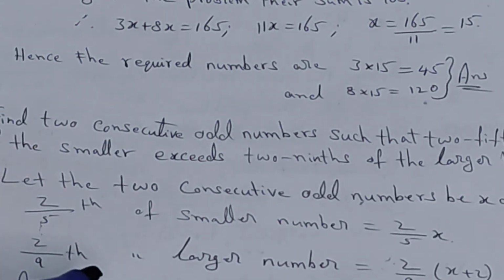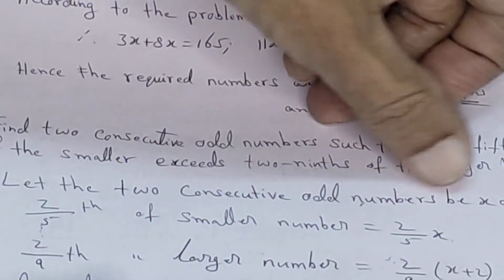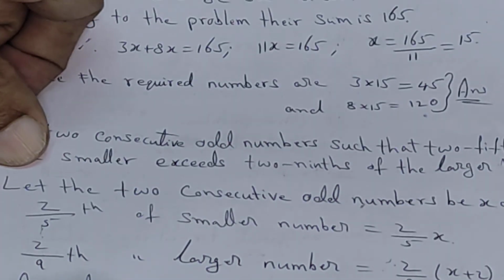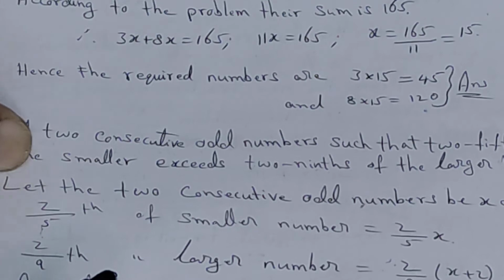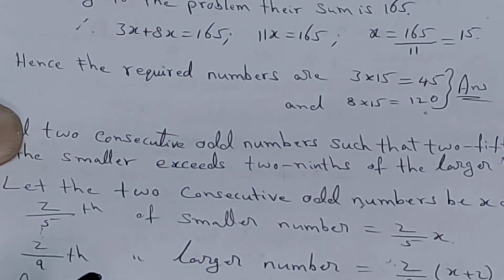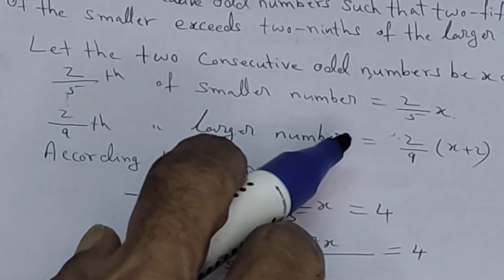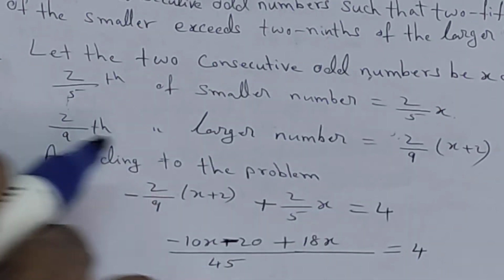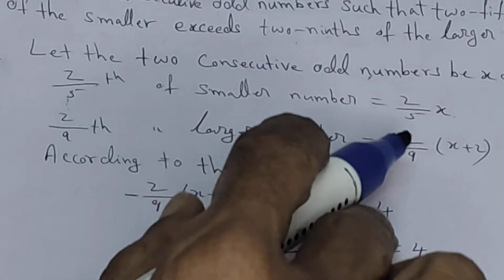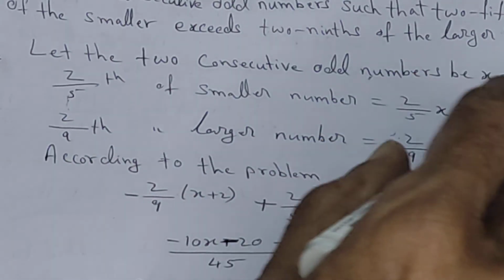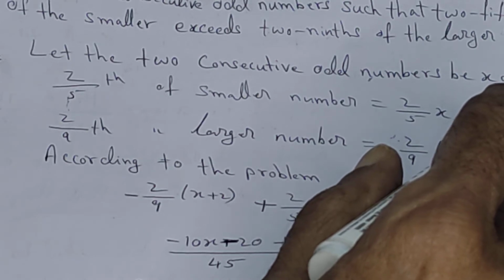Okay. Now let us try to solve this problem. Let the two consecutive odd numbers be x and x plus 2. Let us assume that. Now 2/5 of the smaller number is equal to 2/5 x. 2/9 of the larger number is equal to 2/9 into x plus 2, because the first number is x and the other number is x plus 2.